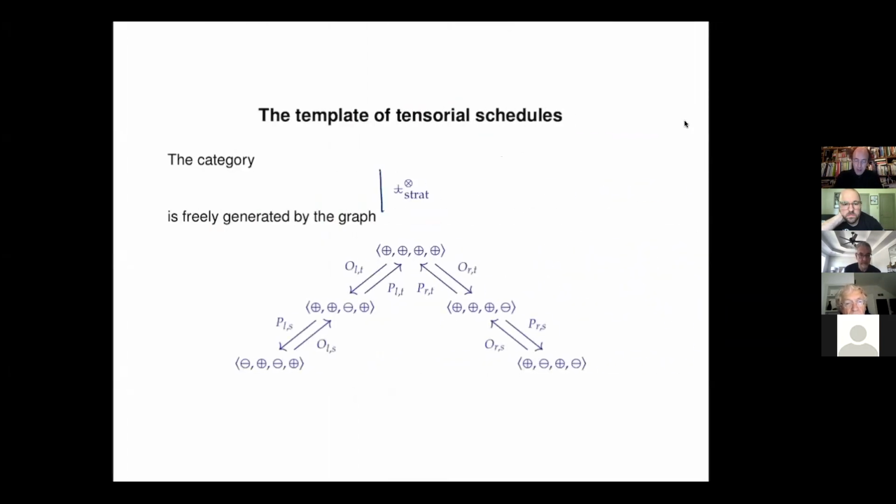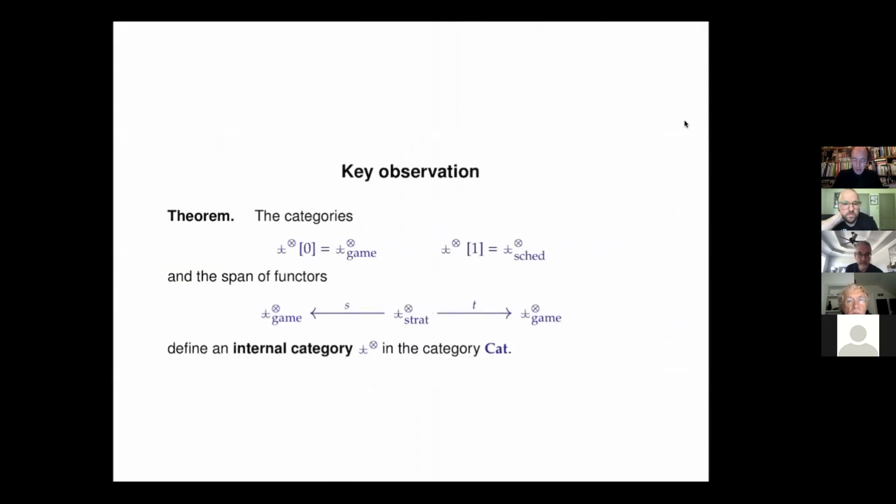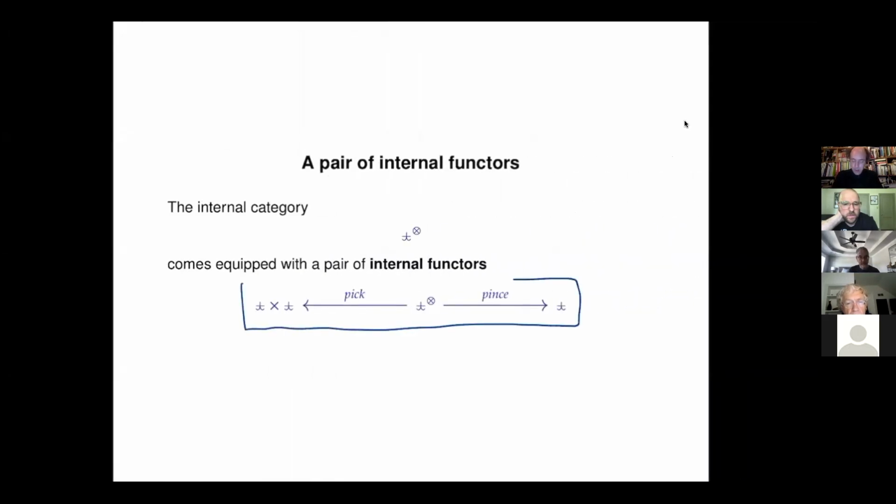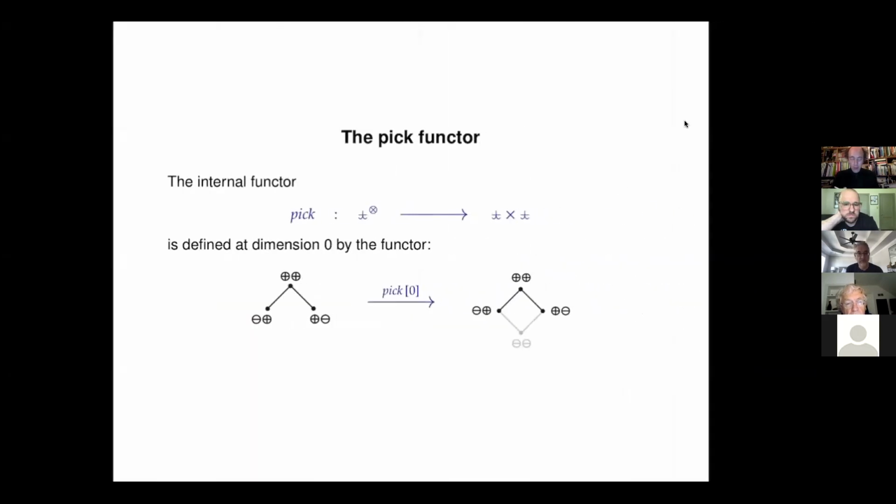And then the point is that we can also define a template of strategies for this tensor product, and then show that it defines an internal category, and then build these two internal functors. Doing that is a lot of fun because it's very combinatorial. The categories are very small, and so I just want to show you pick and pins, how they work. So this is just the Cartesian product of this category. You remember, this is the very simple category based on this category here, where we have opponent and player, and this is plus and this is minus here. Very simple category.